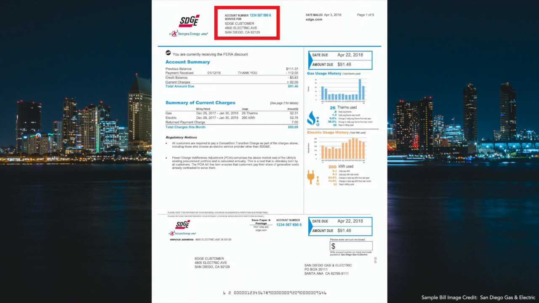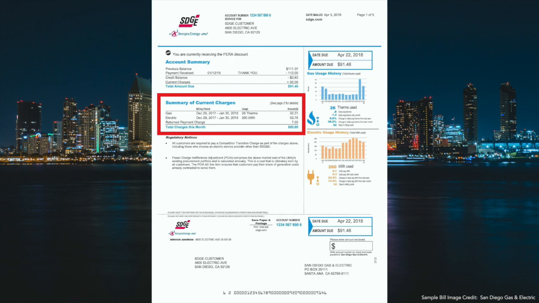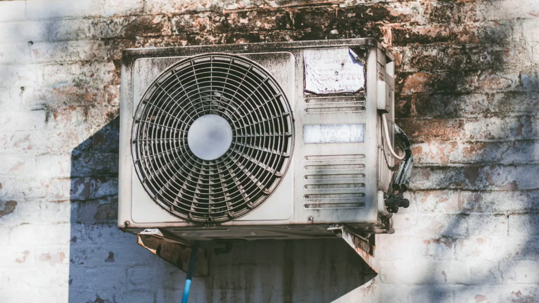On the top, you will find your account number and service address. Below that, you will find your account summary detailing your previous balance, payments, credits, and current charges. Below the account summary, you will find a summary of current charges broken down by gas usage, which is measured in therms, and electrical usage, which is measured in kilowatt hours.